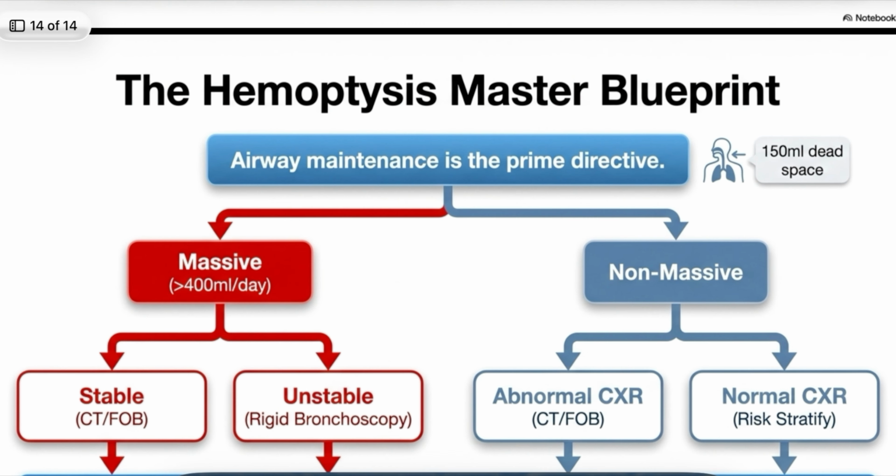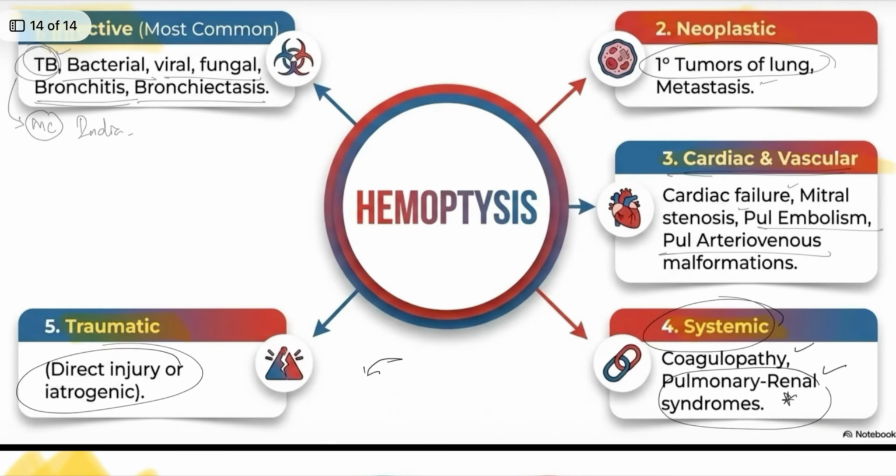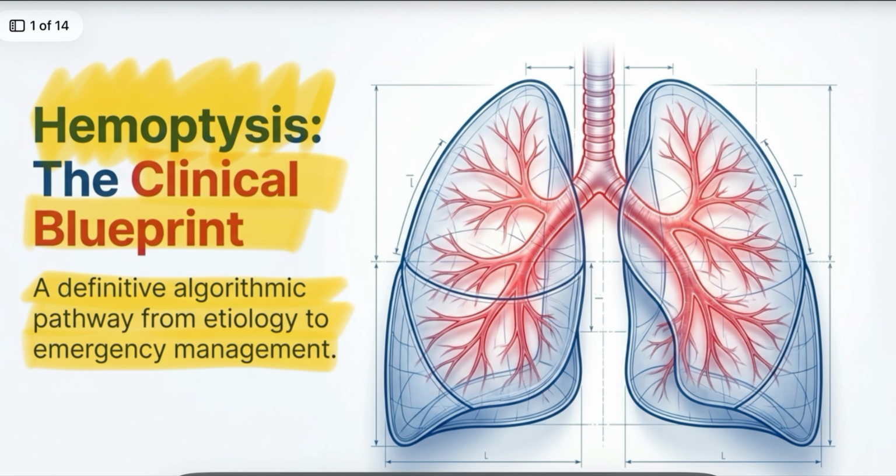So let's briefly revise it. It's a master blueprint. Before going to the exam, just watch this slide and you'll be good to go. Airway maintenance is the prime directive. As I said, 150 ml is the anatomical dead space. Then we have massive and non-massive. In massive we have stable and unstable. In non-massive we have abnormal chest x-ray and normal chest x-ray. The definitive treatment for persistent bleed will be bronchial artery embolization. I hope that's clear. This was all about hemoptysis.